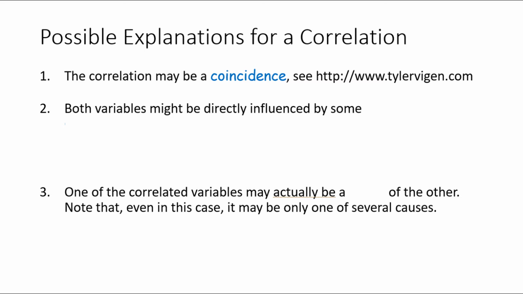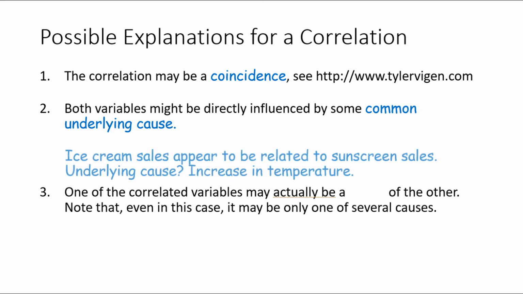Two, another possible explanation is that both variables might be directly influenced by some common underlying cause. For example, consider ice cream sales and the sale of sunscreens. They seem to be related, but we know that one doesn't necessarily cause the other. That is, buying ice cream doesn't cause a greater sale of sunscreen. However, there is a common underlying cause. And what is that? Increase in temperature.